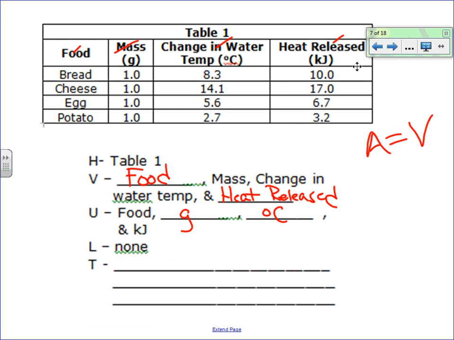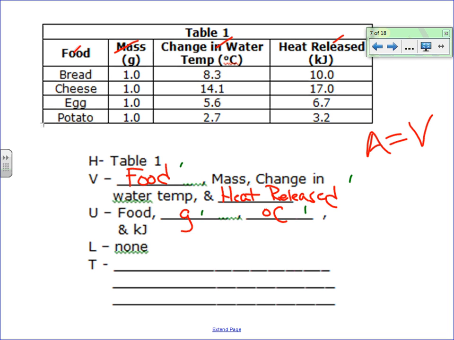All right, if you are pressing play at this point, that means you've already gone through and done all of your halts for Table 1, Table 2, Table 3. Listed up here already is most of the H, V, U, and L, as those are the more straightforward parts. So in these cases, you should have filled in food here. Heat released is the other variable not listed. Grams would be the unit for mass, and degrees Celsius would be the unit for change in water temperature. There is no legend, and so let's get to a trend.